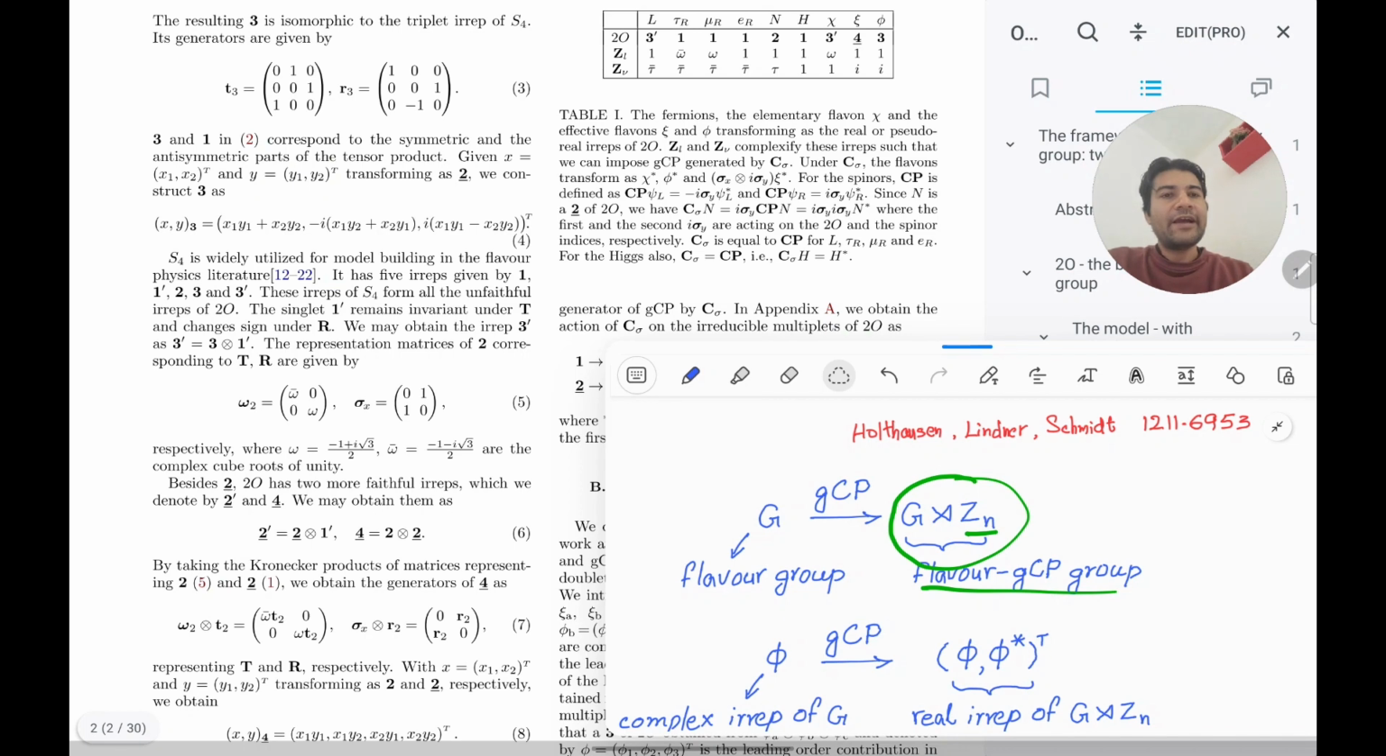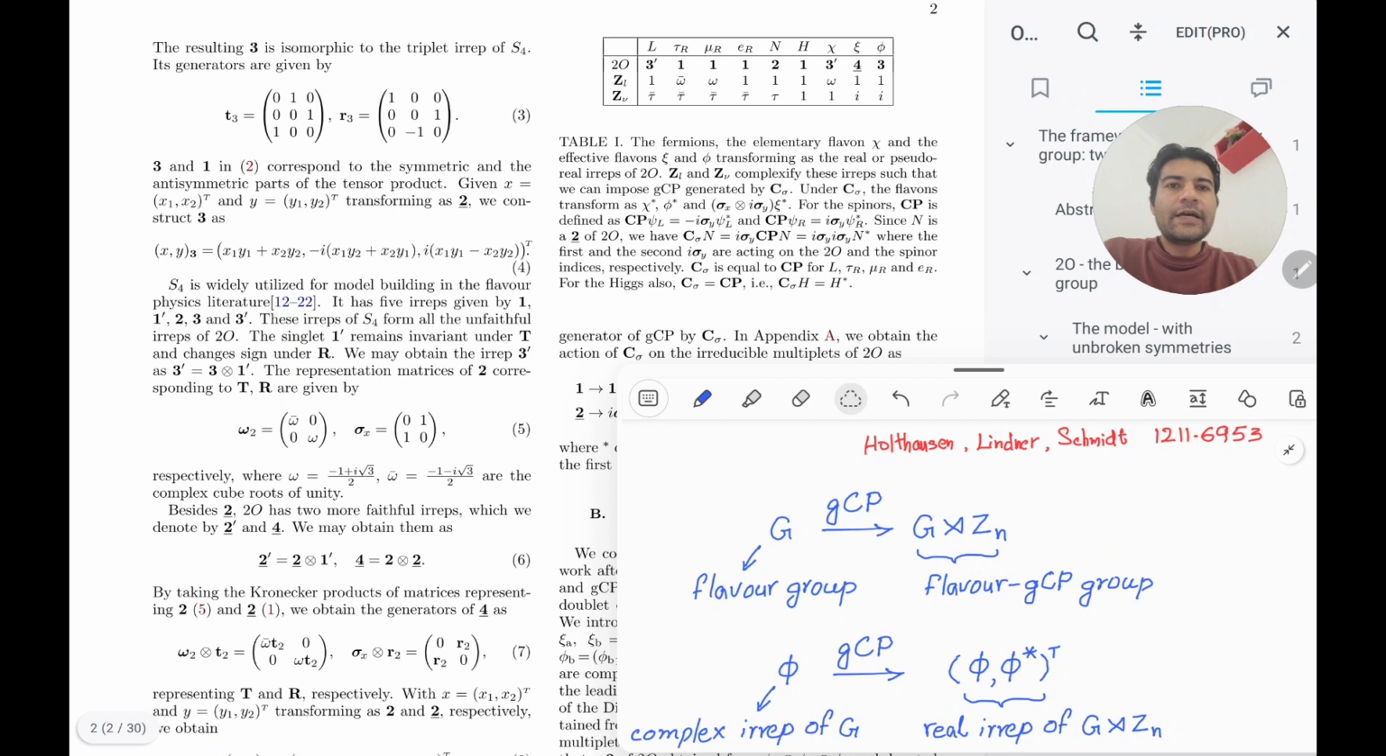So now let's say we have a complex irrep phi of the group G, and then we introduce GCP and consider GCP and G as a single larger group. Then in that larger group, phi and phi star together form a single irrep. And in fact, this irrep will be a real irrep, and its dimension will be twice the dimension of the original irrep phi. So if we have a complex triplet phi, then in the larger group G semi-direct product Zn, we will get a real irrep of dimension 6.